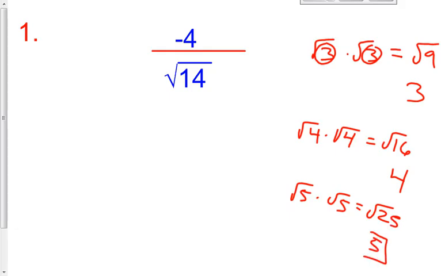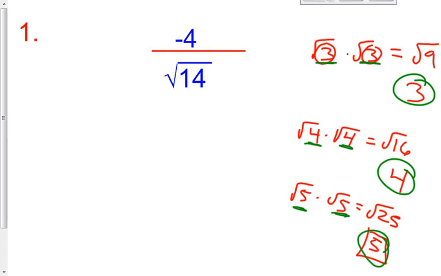It is 5. So as you can see, when you multiply two radicals together with the same radicand, 3, 3, you get 3. Square root 4 times square root 4 is 4. Square root 5 times square root 5 is 5. You've changed an irrational number into a rational number. So we have successfully rationalized that number.